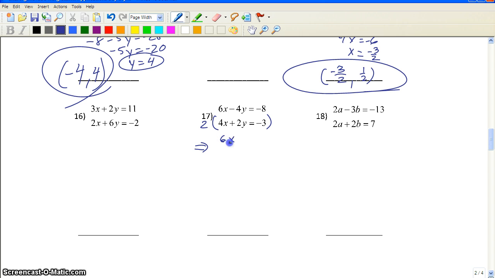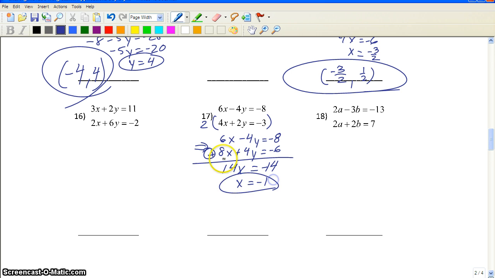So we get 6x minus 4y equals negative 8 from the first equation. Then rewriting the second equation as 8x plus 4y equals negative 6. We're in good shape because then the y's are going to drop out. And then we're going to get 14x, those are going to equal 0. And that's going to be, ooh, look at that, negative 14. We get x is negative 1. After that, we're going to take that, substitute back in, and go from there.